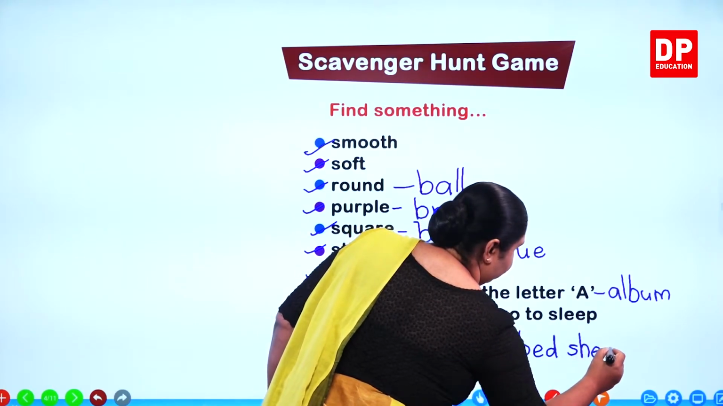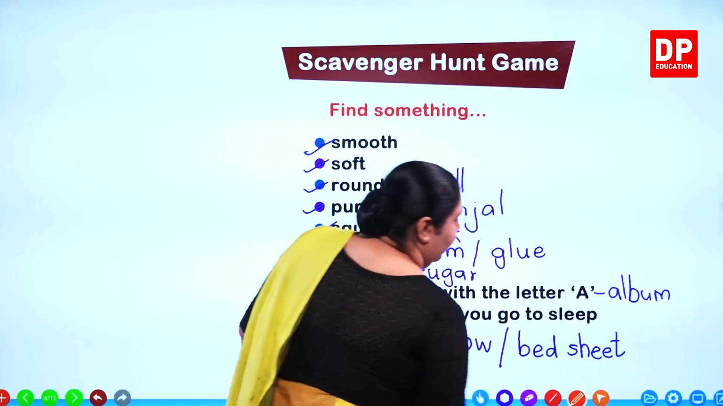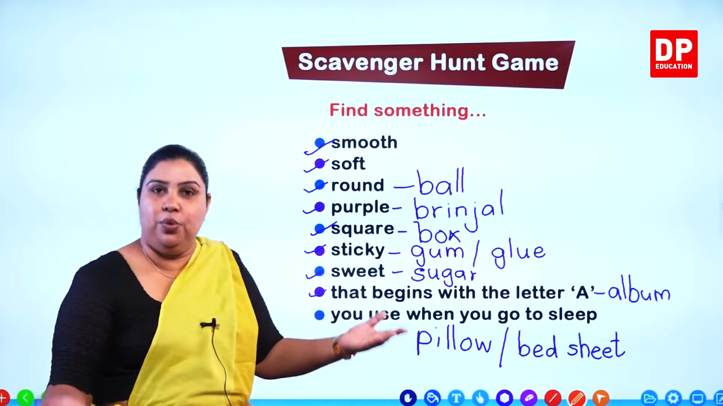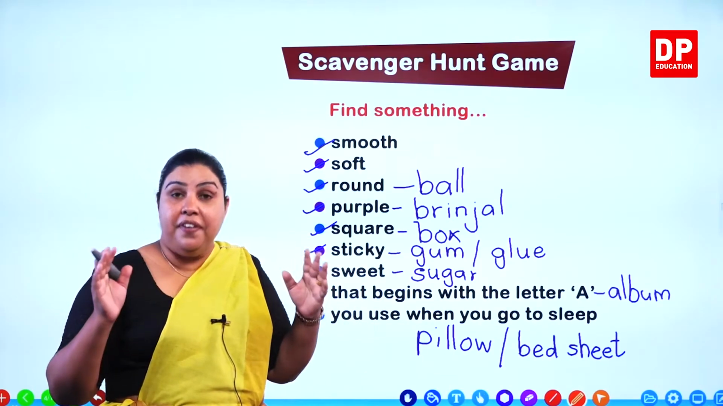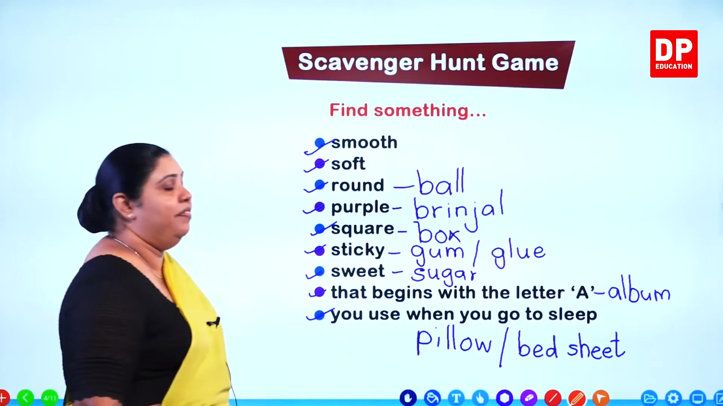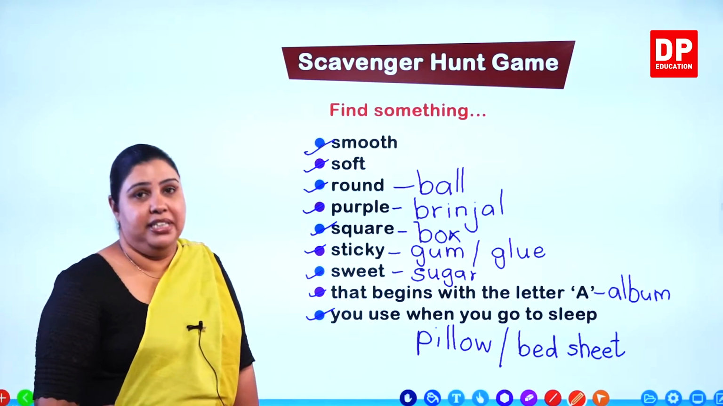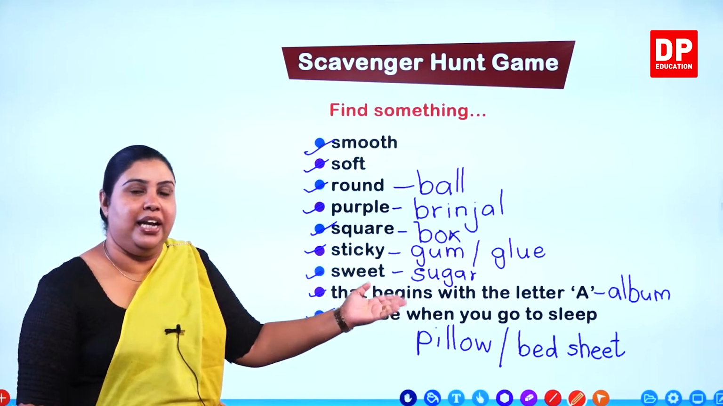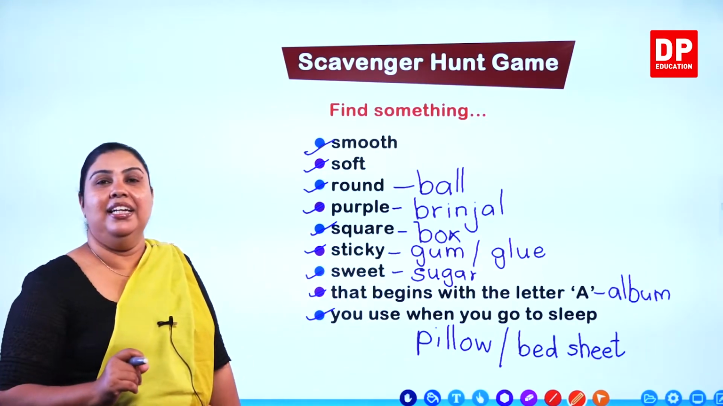Now when you do the scavenger hunt game, you don't have to write the names of the things. You have to go and bring them. You have to go and find them. Maybe you can put a tick like this when you have found whatever is mentioned in the list. Right? You children don't have to write. Now teacher wrote them down to show you what they are.